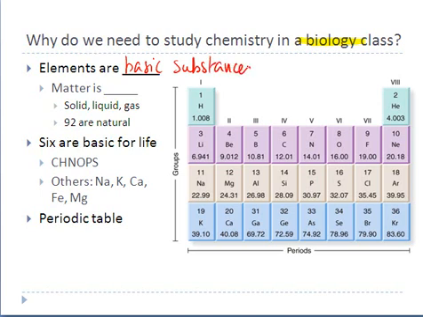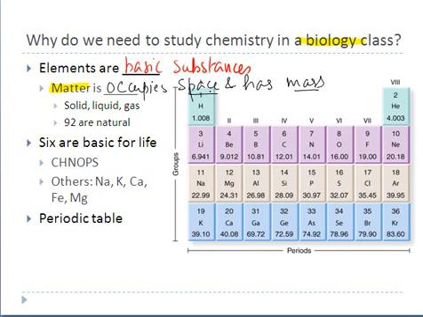Elements, these basic substances, are present in three different forms, and those we call matter. So matter is defined as anything that occupies space and has a mass. Two very important criteria: mass and space should be present for identifying anything that is matter.